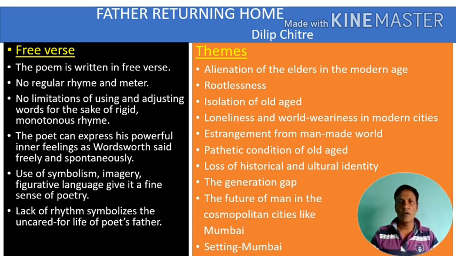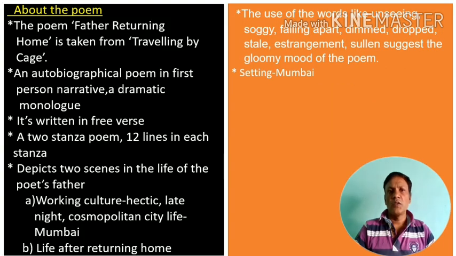This also is one of the important themes, and the setting of the poem is Mumbai. The poem Father Returning Home is taken from Travelling in a Cage. It is an autobiographical poem. Autobiographical poem means the poet describes the life, the pathetic life, the isolated life of his own father. And that's why it is an autobiographical poem.